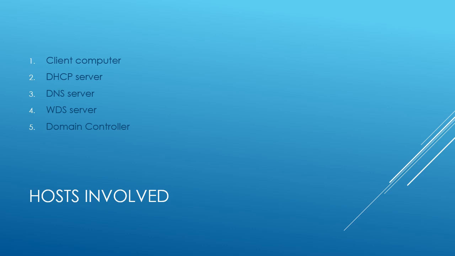We're going to need to talk to a DHCP server, Dynamic Host Configuration Protocol. We're going to need to talk to a DNS server, Domain Name Services. We're going to need to talk to a Windows Deployment Server, or a WDS server, and we're going to need to talk to the domain controller. So that's five different services in general that we're going to work with, or five different hosts.